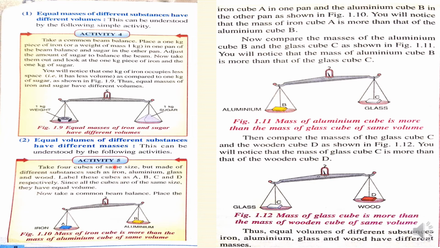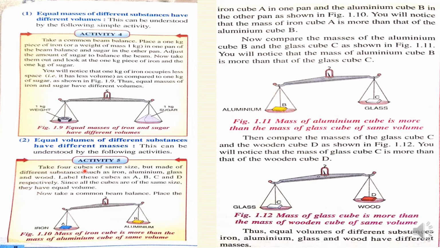Now we'll move towards the next activity, that is activity 5. What is that? Equal volumes of different substances have different masses. It means the space object A is taking and the space object B is taking, the volume, is equal. But their mass is different. This can be understood by the following activity.